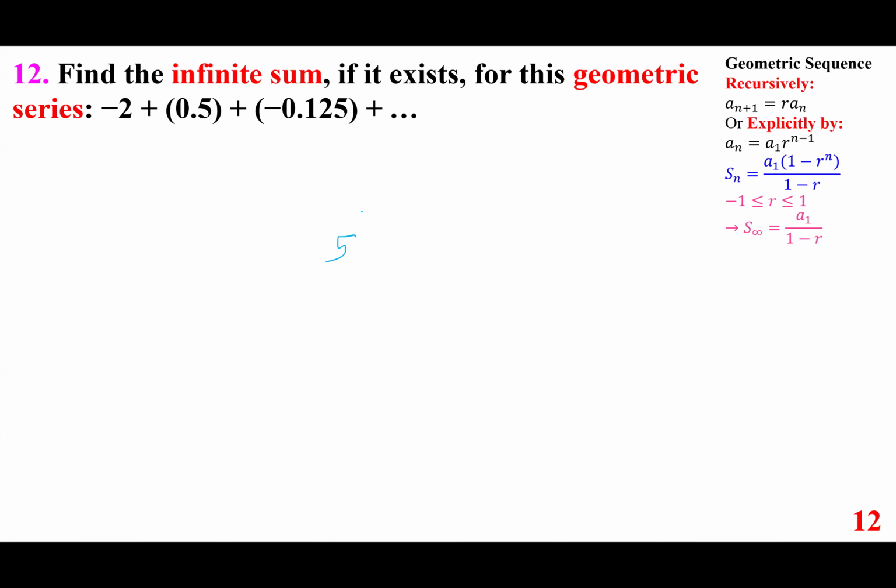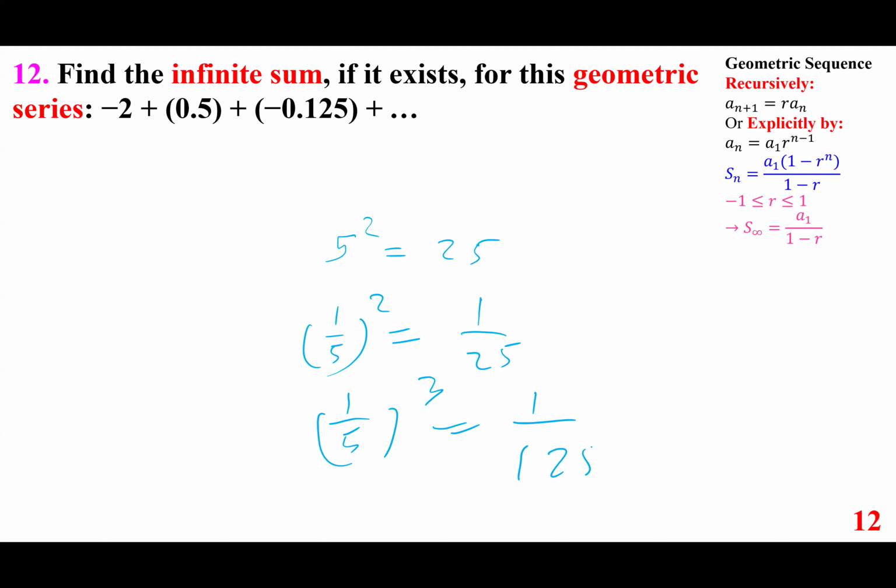Just quickly to show you this concept that I'm referring to. If I have 5 and I square it, it becomes larger. But if I have 1/5 and I square it, it becomes smaller. So if I raise it to the power of 3, it's even smaller. So that means if this is the case, this goes ultimately to 0. So the numerator is a1 times 1, or a1 over 1 minus r. And this is if the ratio is somewhere between -1 and 1. So you want to find r. The first term obviously is -2. And to find r, divide 0.5 by -2.